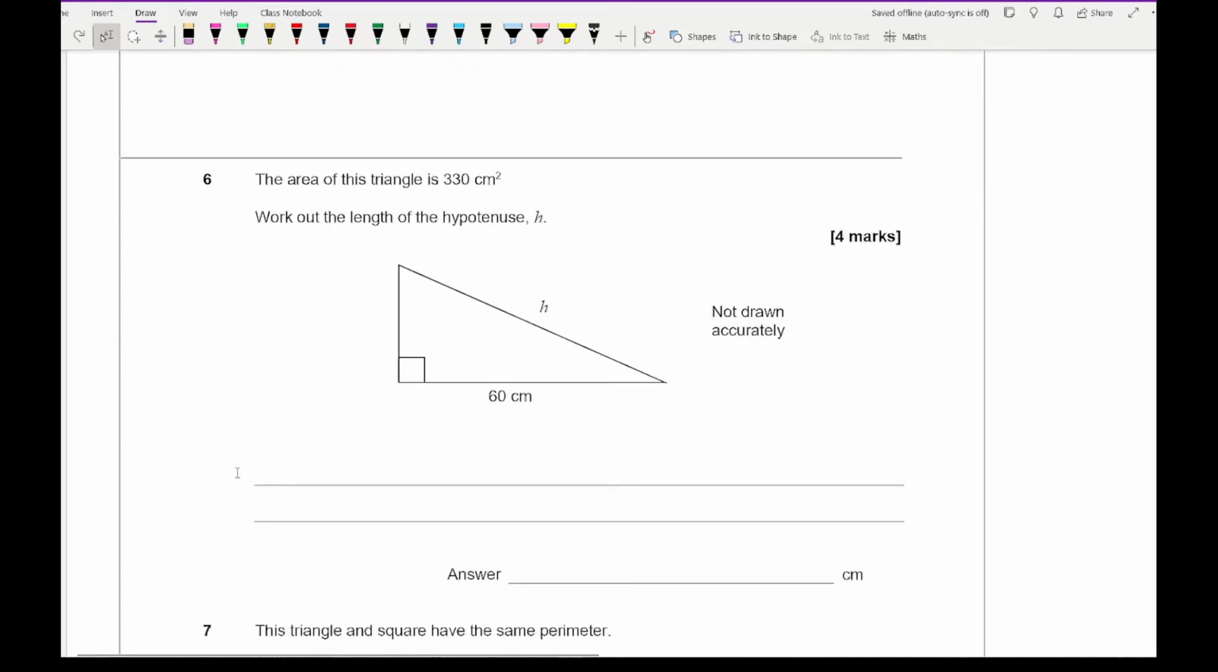Moving on to question 6, it says that the area of this triangle is 330 centimeters squared. Work out the length of the hypotenuse. So here, to work out the area of a triangle, we know that it's base times height divided by 2 equals the area. So substituting numbers that I know, I know that the area is 330 and I know that the base is 60. And we'll replace the height and just call it x.